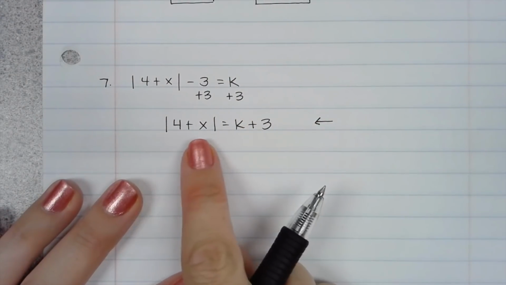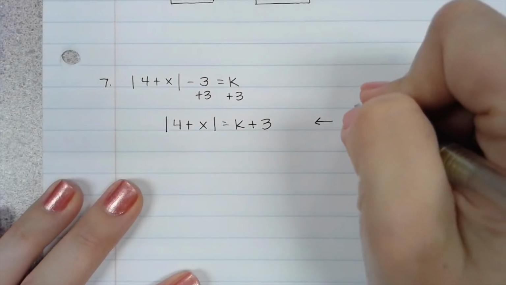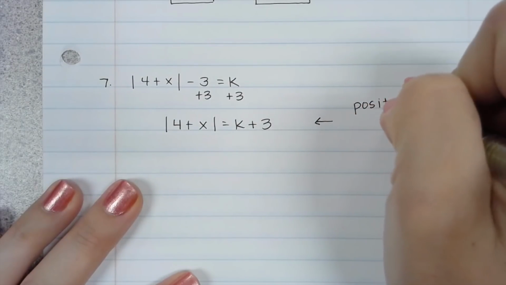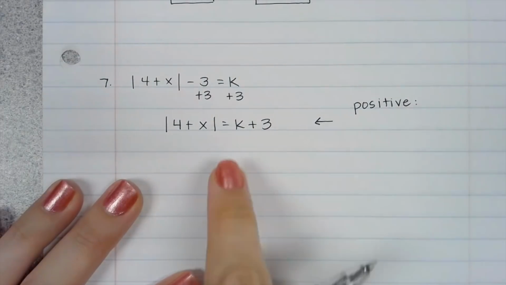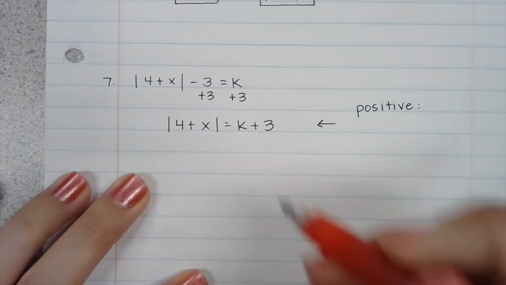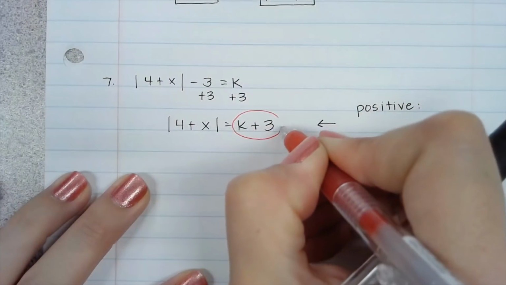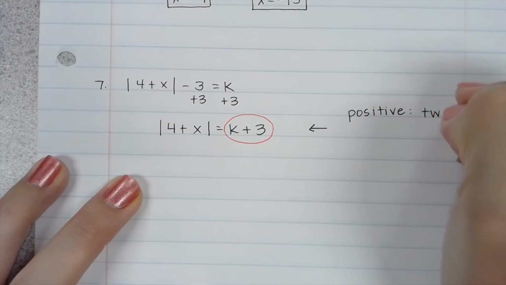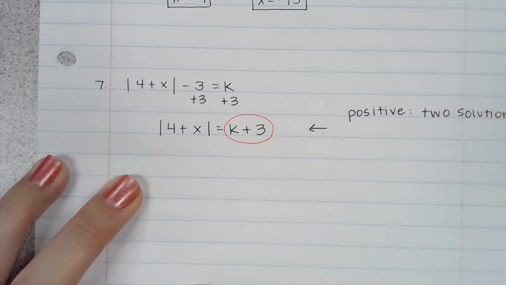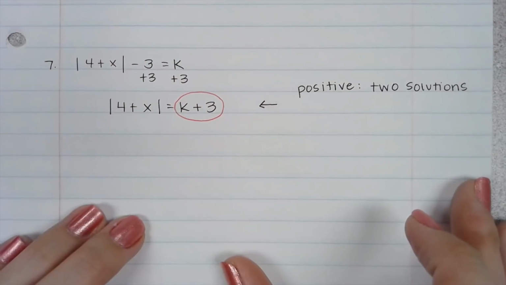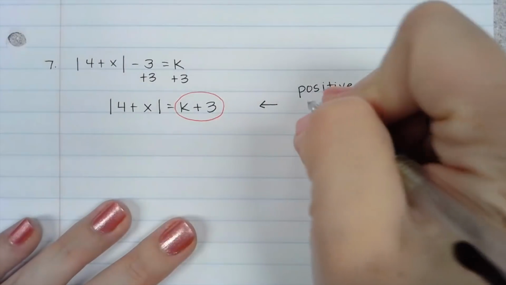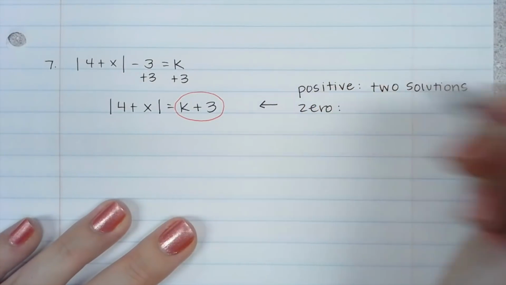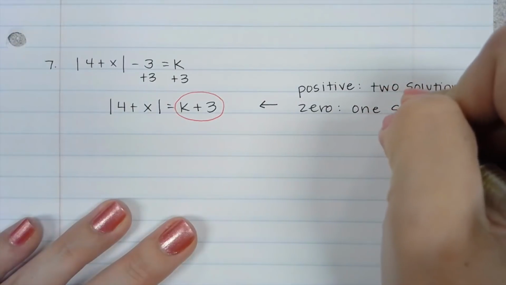If the absolute value is set equal to a positive number, so if k plus 3, let me circle that part, if k plus 3 were positive, that means the equation is going to have 2 solutions. Because you'll split it off, you'll make one be positive, you'll make one be negative, and you'll solve it from there. If k plus 3 works out to be the number 0, that means that the equation is going to have 1 solution.